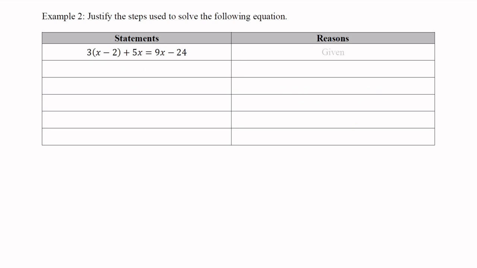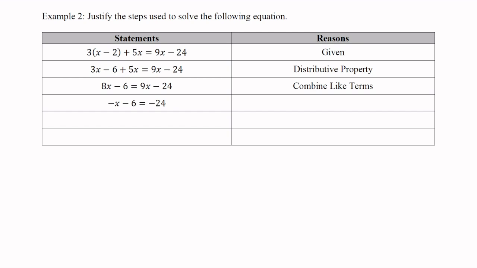In example 2, again, we started off with our given. We are going to multiply 3 out to the x minus 2. So when we did that, we used the distributive property. Next, we're going to combine the 3x and the 5x on the left-hand side. So 3x plus 5x gives us 8x, and here we combined like terms. Now we're going to move the variable by subtracting 9x from each side. So that gives us negative x minus 6 equals negative 24.